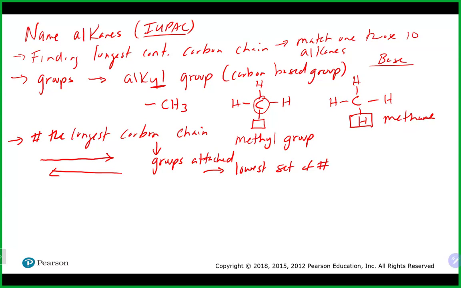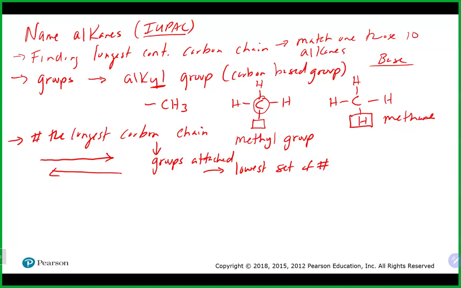By the way, once you lock in your numbering, you can't change it. So once you decide I'm going left to right in my numbering, all the groups get numbered accordingly, however many groups you have attached there. As soon as you lock that in, that's how you number everybody else.